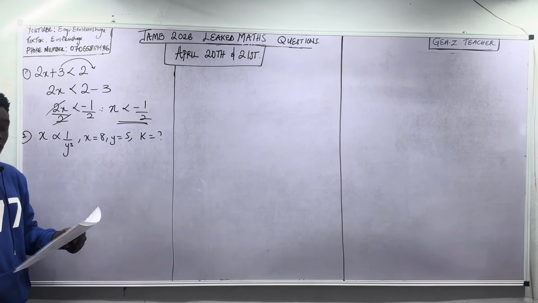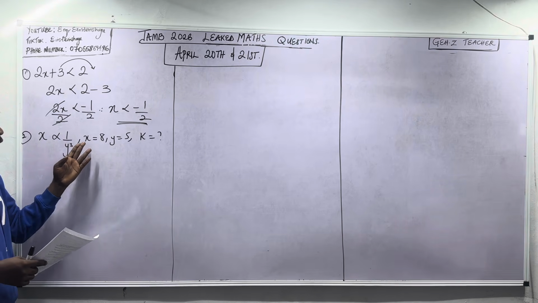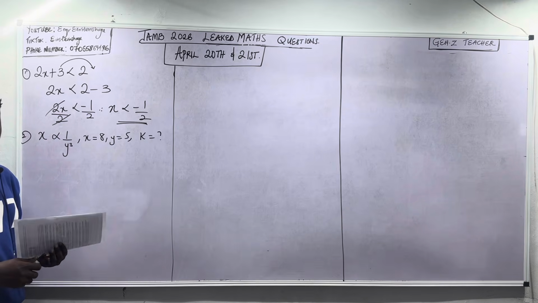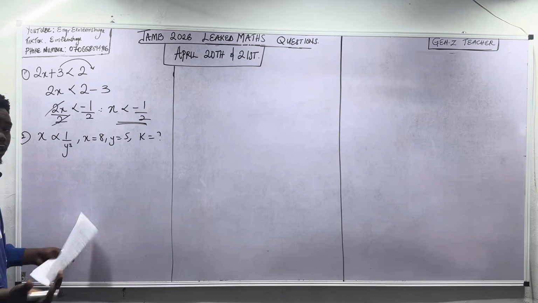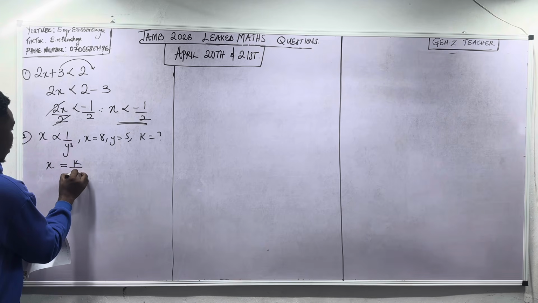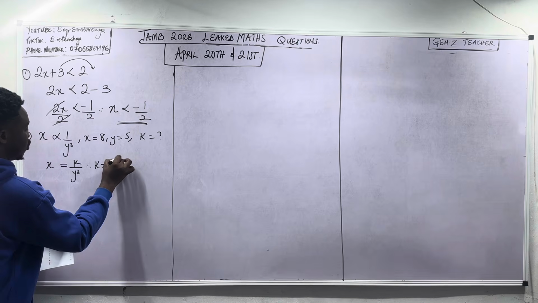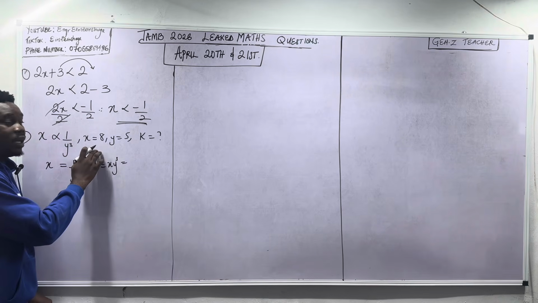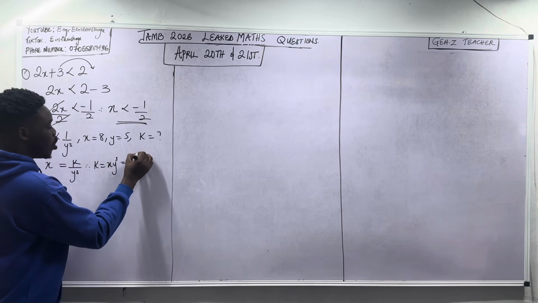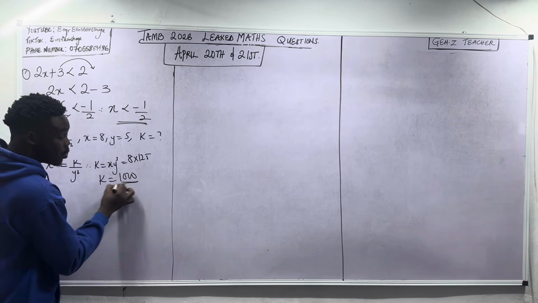Number 2 says, if x varies inversely as y cubed and x equals 8 when y is 5, find the value of k. Quickly, we're going to solve this under variation. We're going to say x becomes equal to k over y cubed. Therefore, k becomes x times y cubed. Put the value of x and y given in the question. So x is 8 and y is 5. 5 cubed becomes 125. So the value of k should be 1000.